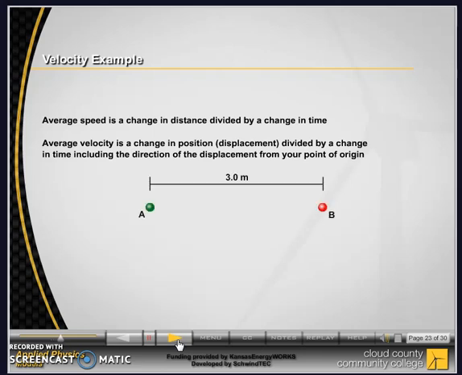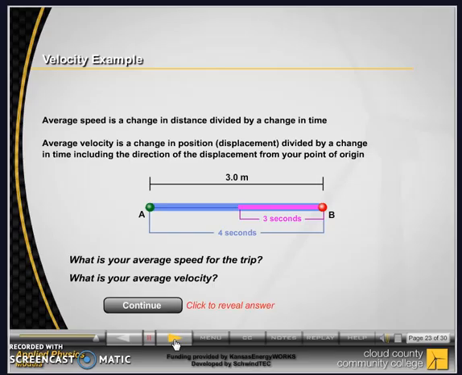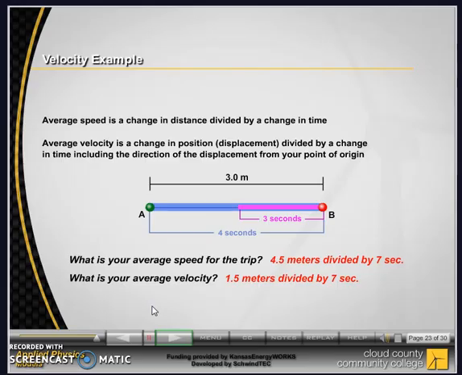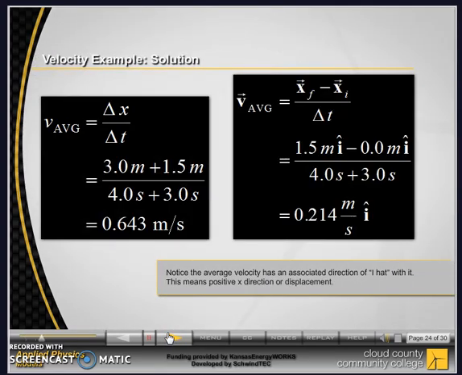Let's return to our example from the discussion about distance and displacement. Suppose you walk from A to B in a time of 4 seconds, and then from B to a point halfway between A and B in a time of 3 seconds. What is your average speed for the trip? What is your average velocity? Notice the average velocity has an associated direction of i-hat with it. This means positive x direction or displacement.